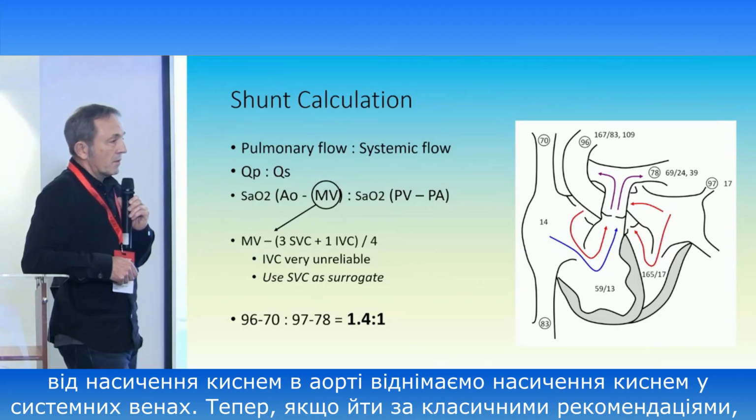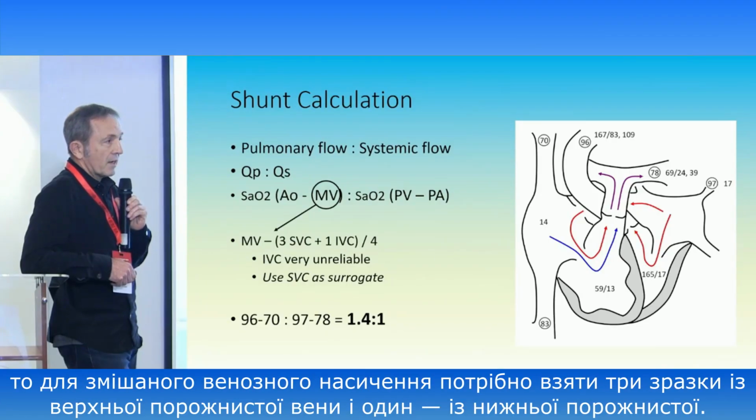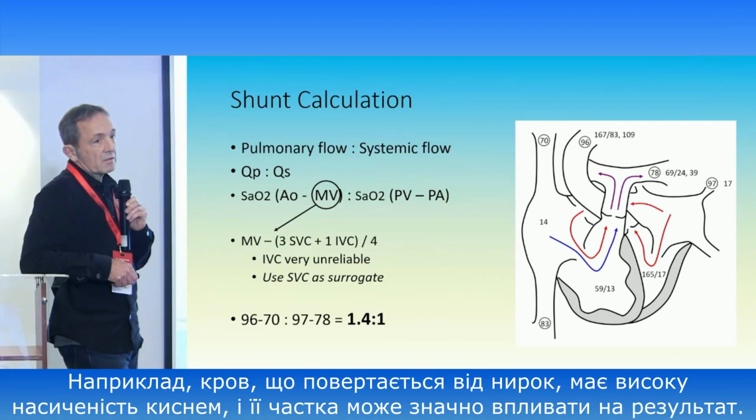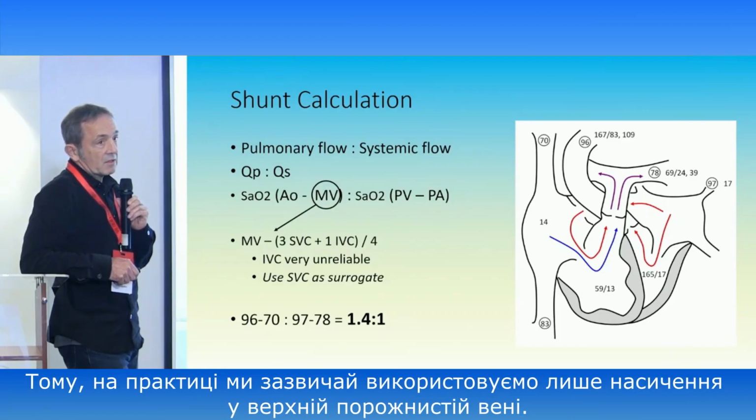Now, the purists would say that you do mixed venous saturation by taking 3 lots of the superior vena cava and 1 lot of the inferior vena cava. This measurement is very unreliable, and I think it can vary a lot depending on where you take it, because the blood coming back from the kidneys is full of oxygen, and depending on how much is coming back, that will change. So we tend to just take SVC saturation.